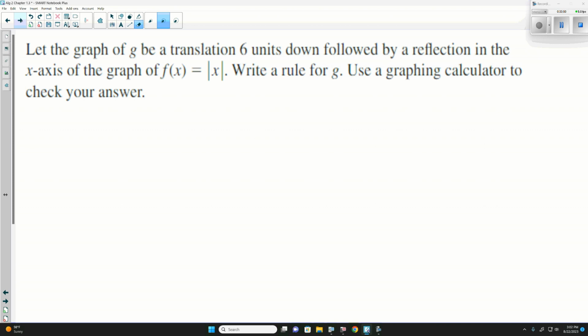So we're going to look at this. Let g be a translation 6 units down, followed by a reflection in the x-axis of the graph of f of x equals the absolute value of x.